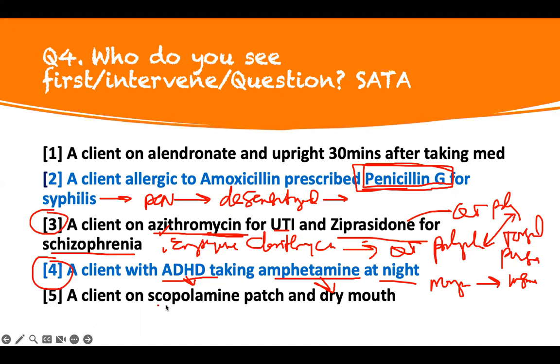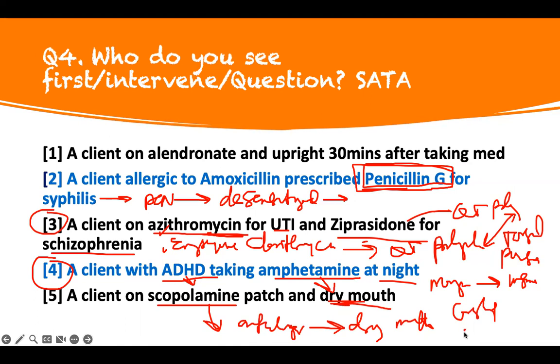A client on a scopolamine patch with dry mouth. What is scopolamine? It has an anticholinergic effect, right? And what does that do? Anticholinergics cause dry mouth. This is an expected finding. You get constipation, you get urinary retention, you get dry mouth. So this is an expected finding. We don't need to see this patient.